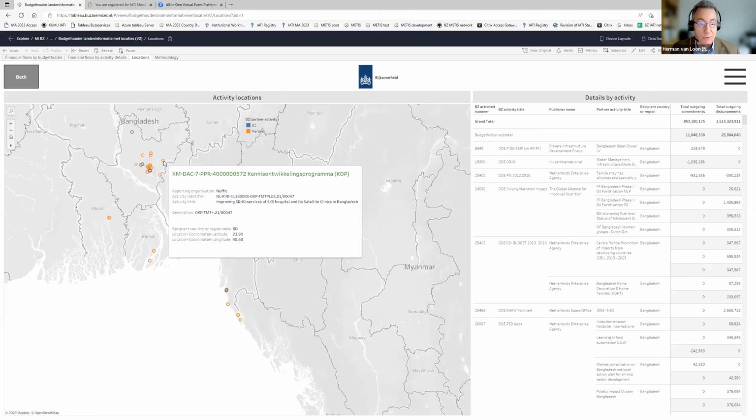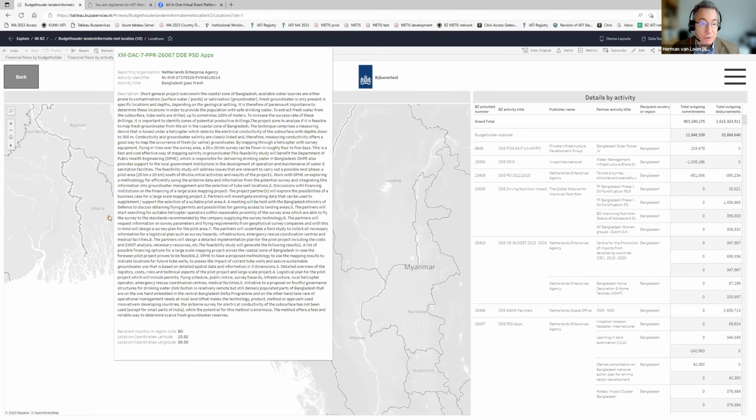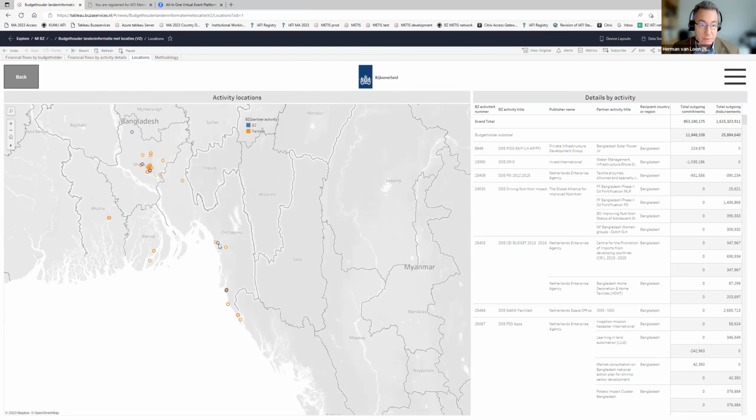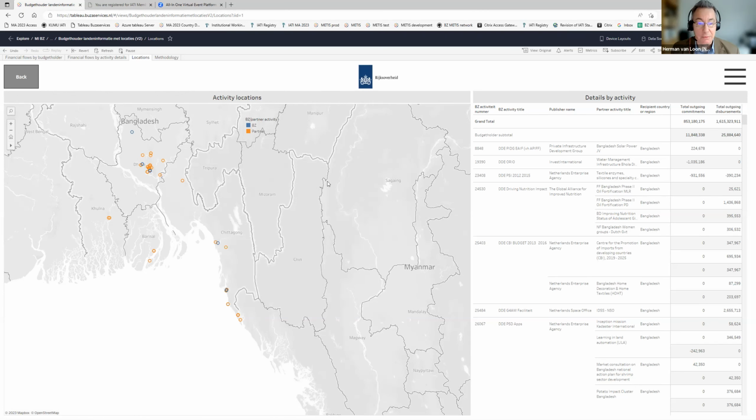And the dashboard gives also the possibility, for instance, to see what is behind such a data point. And yeah, I'll leave it with that and give the presentation now to Cobi, who will tell interesting things about how to measure results.